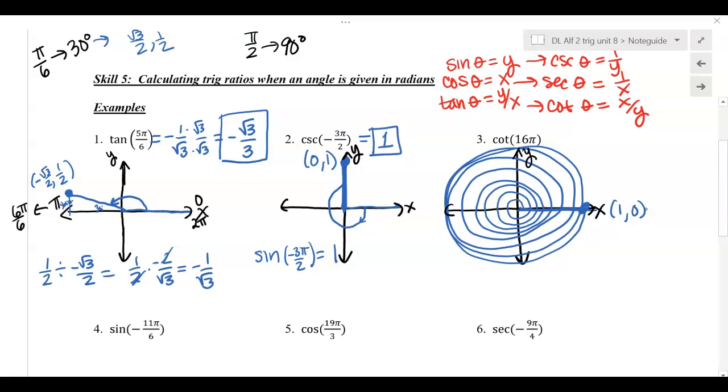And the coordinates there are 1, 0. The cotangent is the x-coordinate divided by the y-coordinate. So that would be 1 divided by 0, which is undefined.